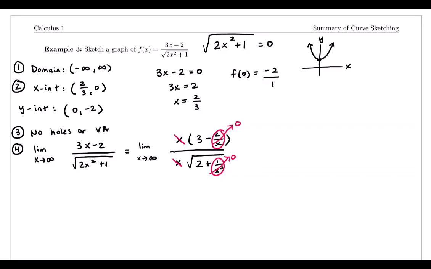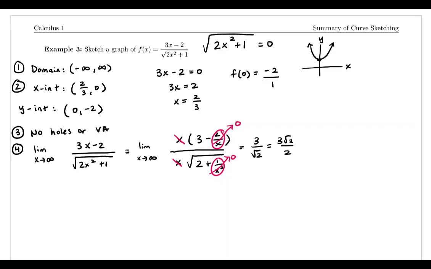Now, as we consider x going off to infinity, this fraction here will go off to 0, and this will also go off to 0. So finally, our limit is 3 over the square root of 2, and if you wanted to rationalize this, it would be 3 root 2 over 2.